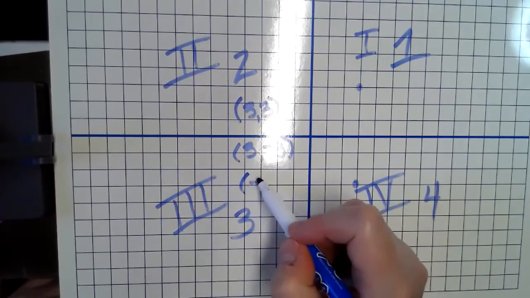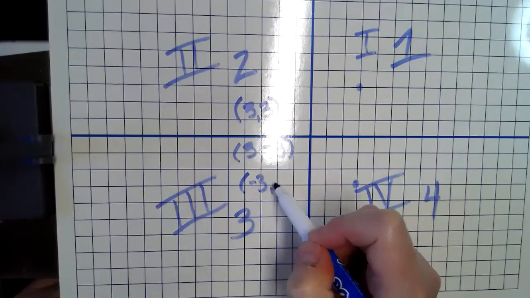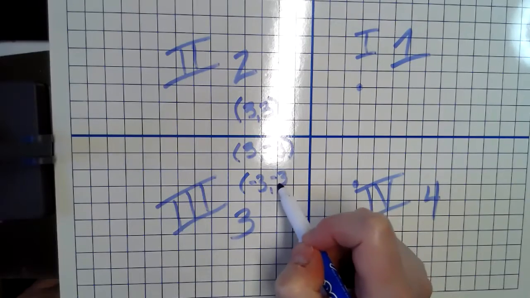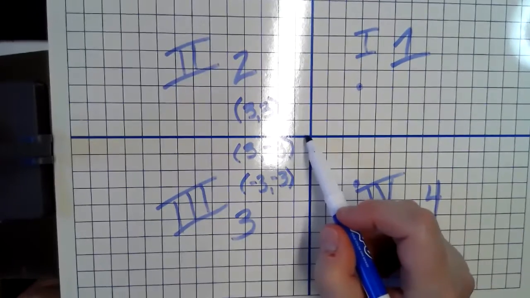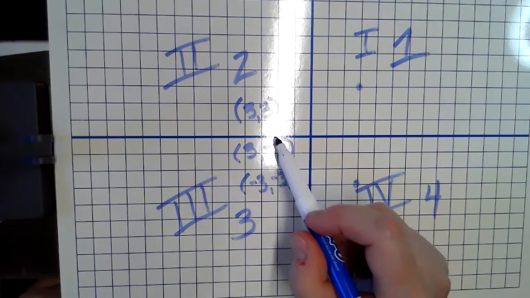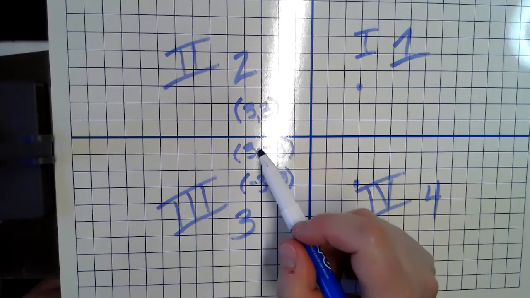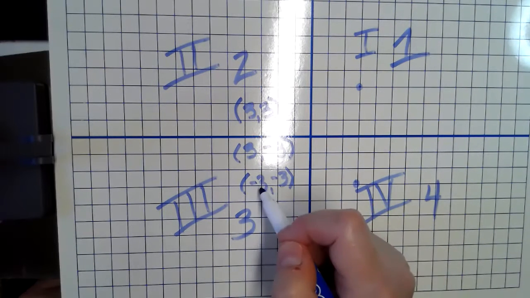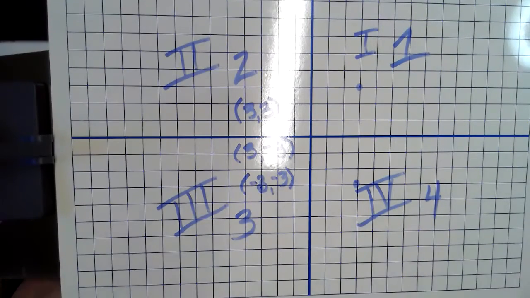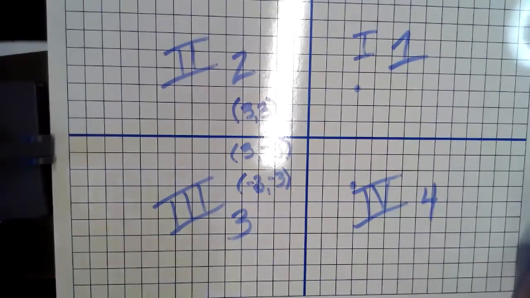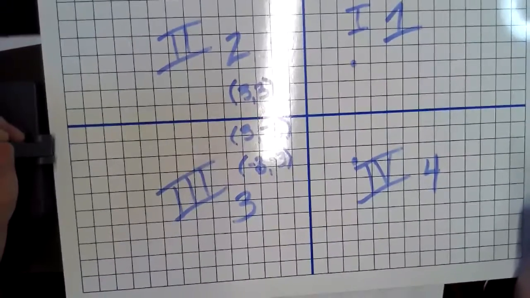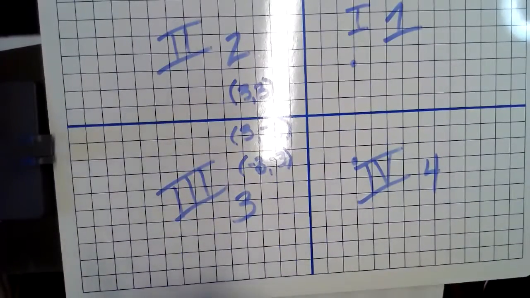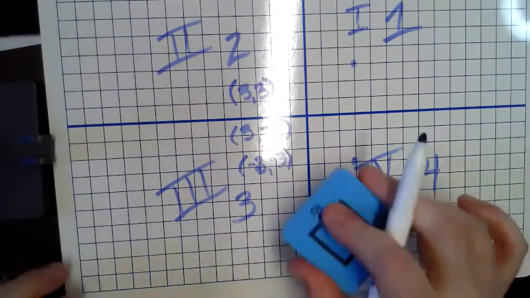If we had negative 3, negative 3, then we're going to go over to the left on the X line, 1, 2, 3, and down 1, 2, 3, which is right in the middle of this 3. Sorry about that. And that point is in quadrant 3. I've got a nice reflection right in the center of that. Oh well, that's okay.